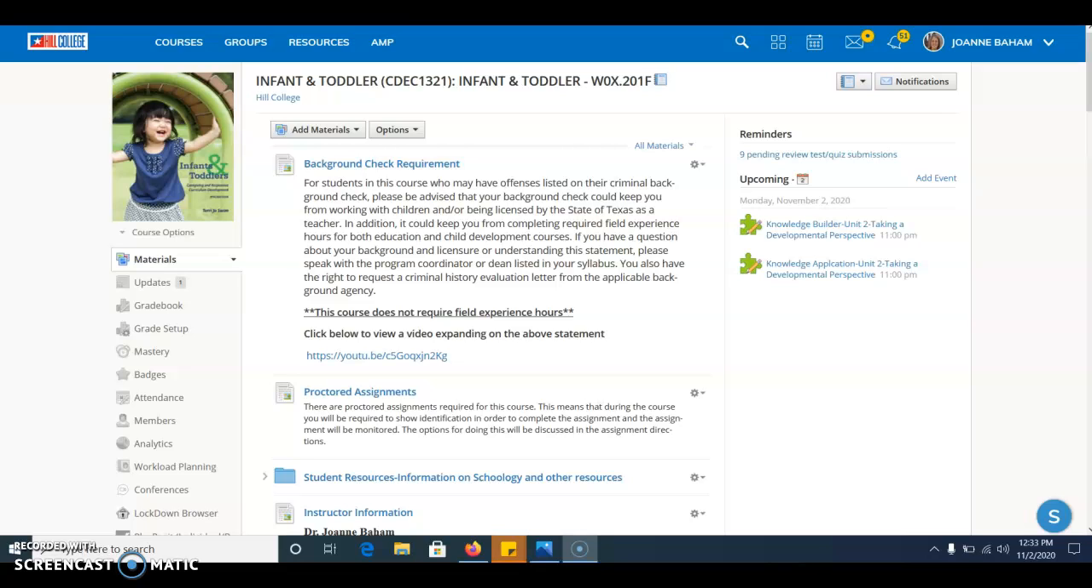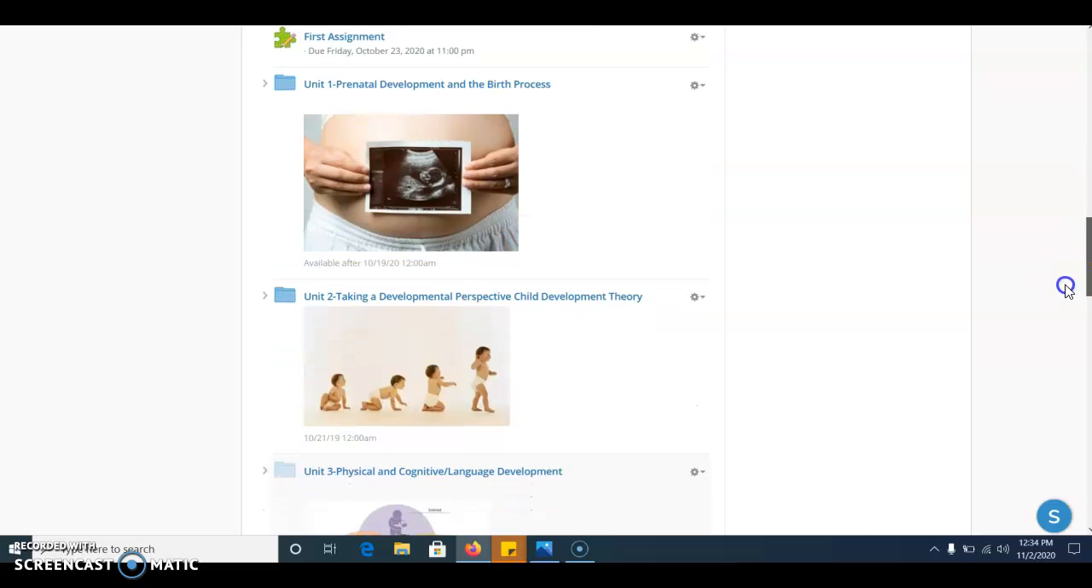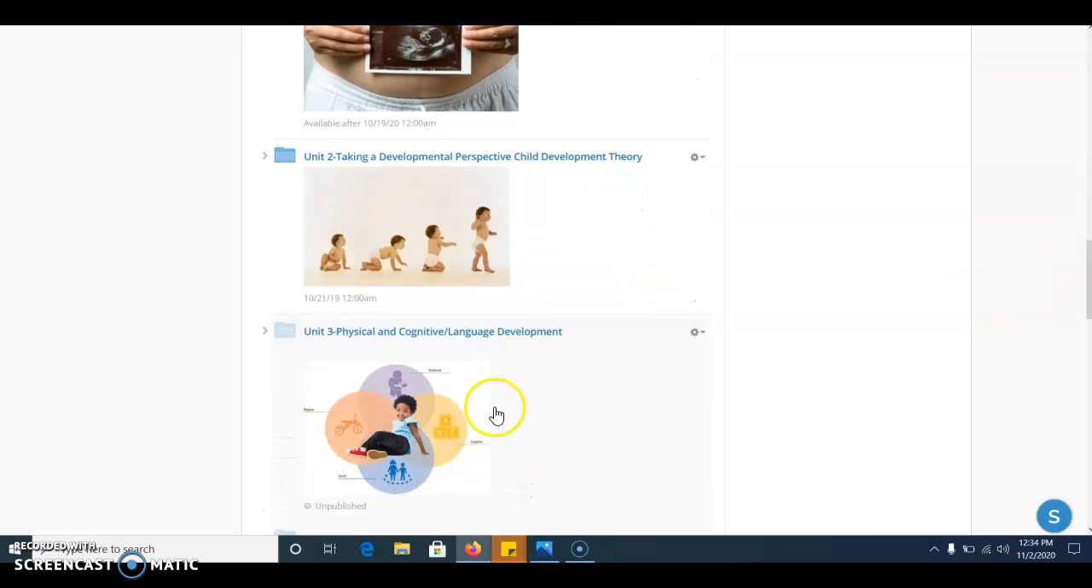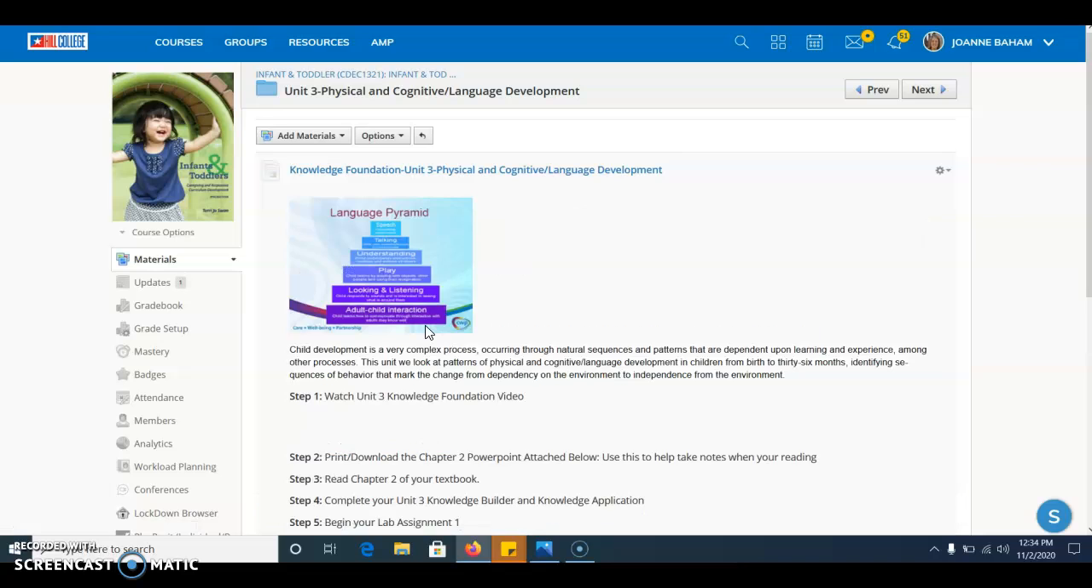Hi everybody. So I'm going to do the Knowledge Foundation video for Unit 3. I'm going to go this way, scroll down to Unit 3. You'll only see one. If you saw a second one down there, that was because that one's going to become Unit 4.